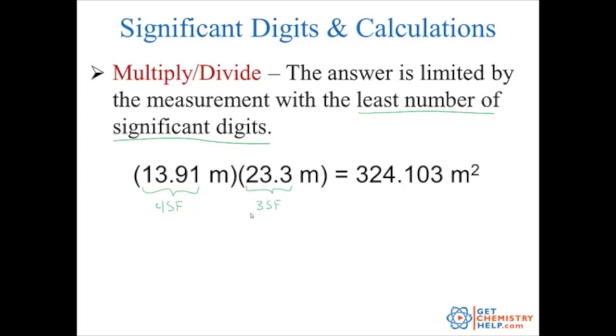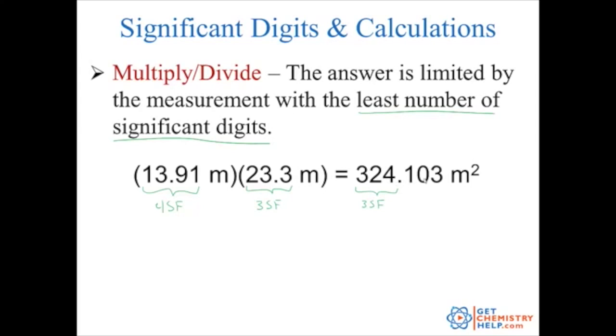So if I put in a number that's precise out to 4, multiply it by one precise out to 3, it wouldn't make any sense that my answer over here could suddenly be super precise and have 6 significant digits. No, I'm limited to whatever the least precise number that went in was. So the least precise was 3, so this can only have 3 significant digits. So that's what I had to round it off to.